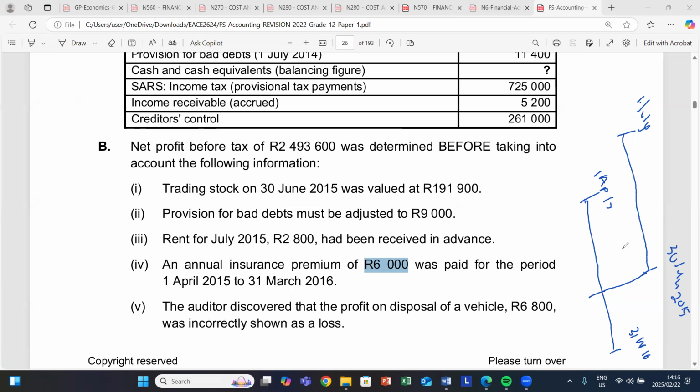Okay, let's calculate. Let's just insure July, August, September, October, November, December, January, February, March. It's 9 months. So 9 months was paid in advance. It's a prepaid expense. So what are you going to do next? I'm going to take that 6,000 and multiply by 9/12.